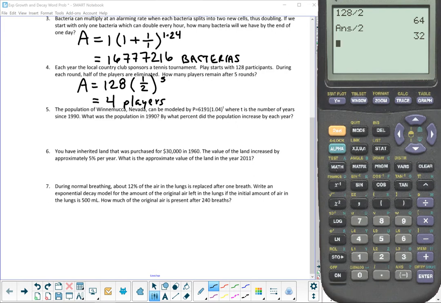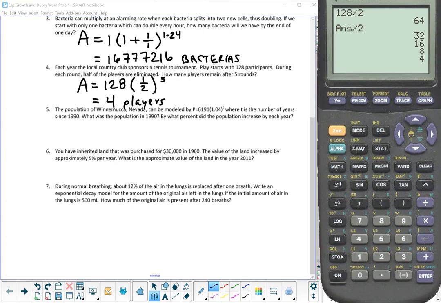And since I have this function going on in my calculator, after I do it 2 times, so after 2 rounds, there's 32 players. If I just hit enter, so 3 rounds, 4 rounds, 5 rounds, you see it comes out to be 4 players just the same. So you could have done this without knowing any formulas.